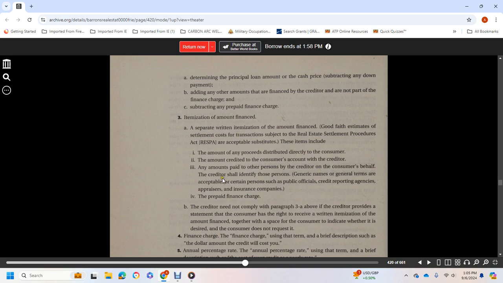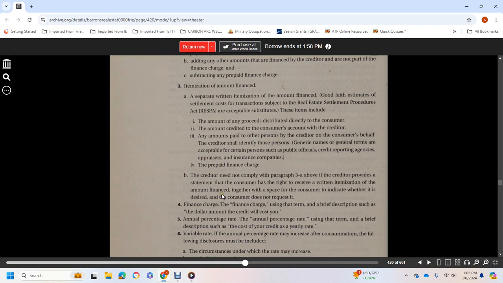Generic names and general terms are acceptable for certain persons, such as public officials, credit reporting agencies, appraisers, insurance companies, and prepaid finance charges. The creditor need not comply with paragraph 3A above if the creditor provides a statement giving the consumer the right to receive a written itemization of the amount financed, together with a space for the consumer to indicate whether it is desired, and the consumer does not request it.